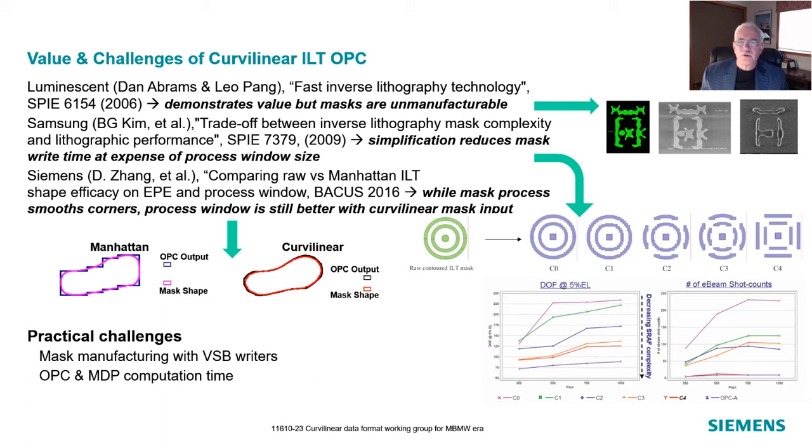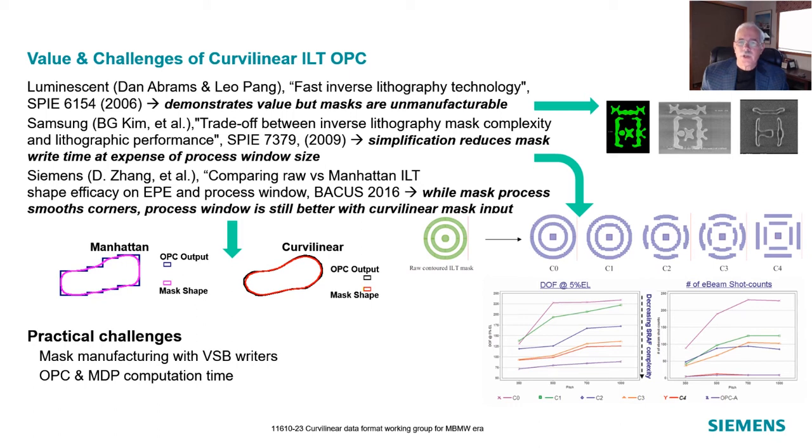Unfortunately, the variable shape beam mask writers in predominant use at the time still composed mask patterns using rectilinear and right triangle shots, which meant that the shot count exploded. Since VSB write time is primarily a function of shot count, VSB write times were impractically long.